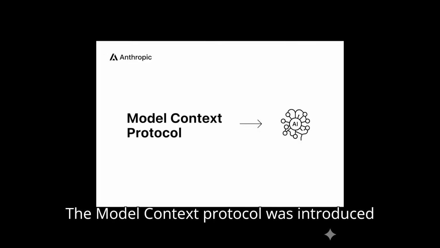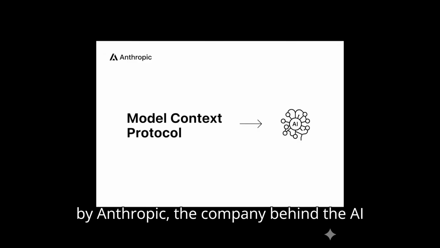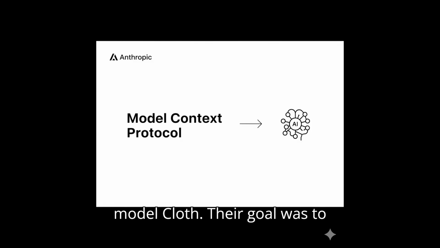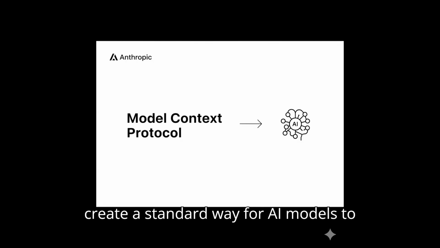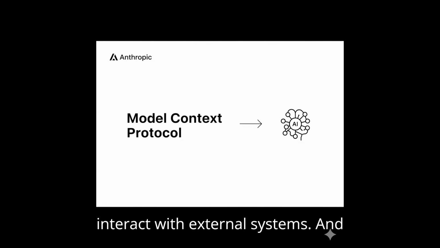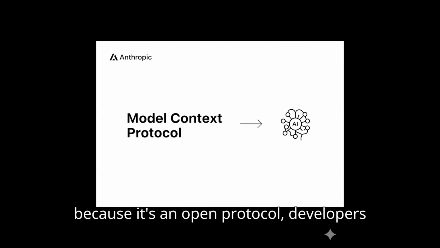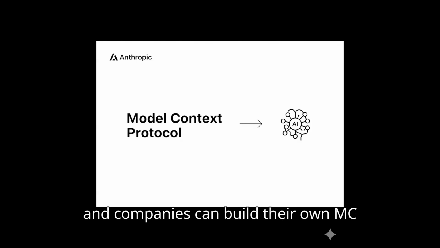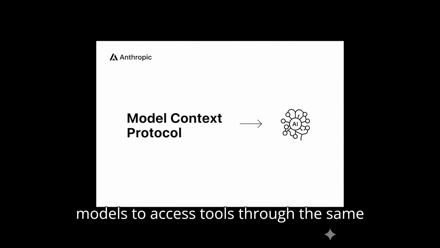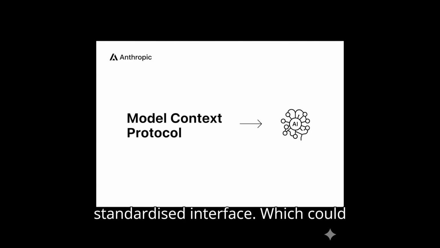The Model Context Protocol was introduced by Anthropic, the company behind the AI model Claude. Their goal was to create a standard way for AI models to interact with external systems. And because it's an open protocol, developers and companies can build their own MCP servers. This allows different AI models to access tools through the same standardized interface, which could dramatically simplify AI development.